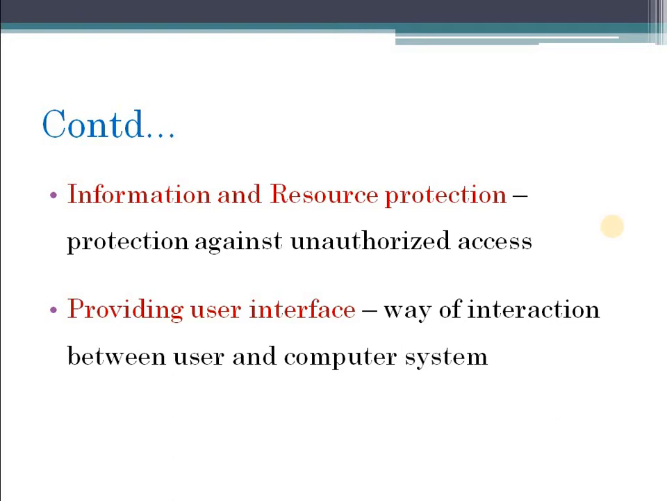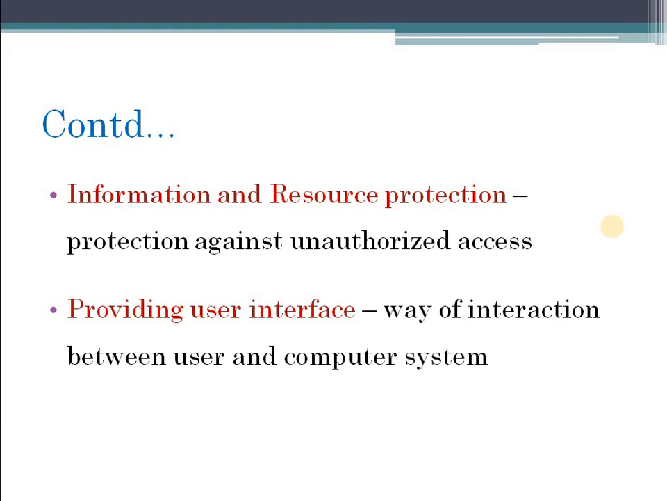Protection against unauthorized access. If any user is not authorized to use your file or your D drive or anything, then the operating system is there to check the permission, check the authorization level of that user or that program, and work accordingly. If you are not authorized, you cannot access that. So the OS is there to maintain this security setting.